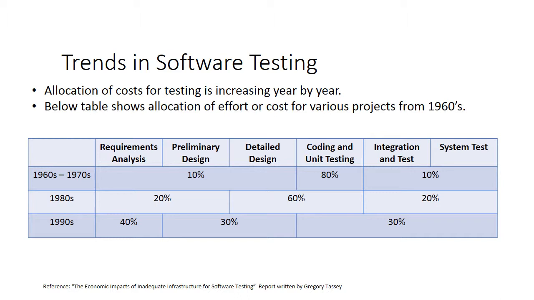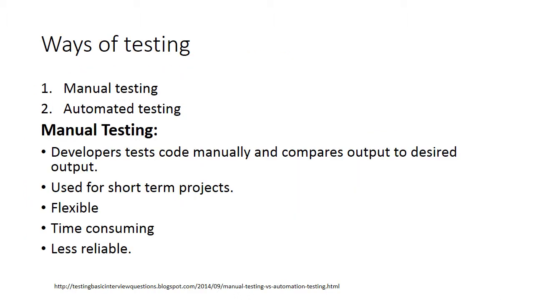Below table shows allocation of effort or cost for various projects from 1960s. From 1960 to 1970, the cost of testing in software project is just 10%, whereas it rises to 20% in the year 1980, and then it became 30% in 1990s, and now it varies from 30 to 50% in the software project. Let us now know about ways of testing.